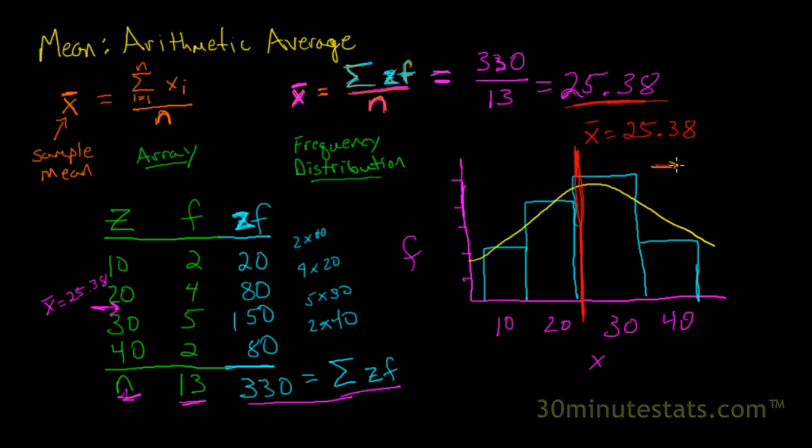Because the peak has been pushed over a little bit to the right, and we have a little bit longer left-hand tail over here, the mean gets pulled a little bit further towards the left-hand side. So it doesn't sit squarely in this peak at 30. It gets pulled down a little bit, and the mean is 25.38. So this is just another example of how to calculate the mean, or the arithmetic average, using a frequency distribution table and making a slight adjustment to our mean formula.